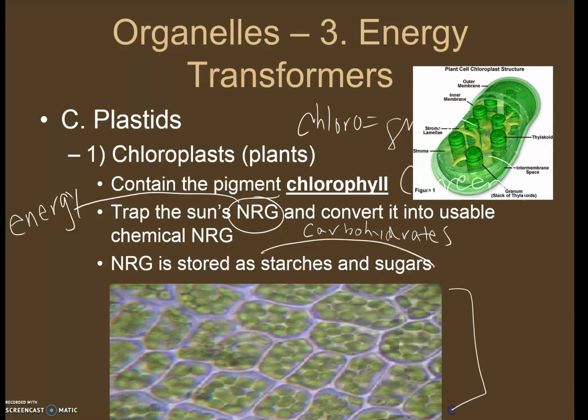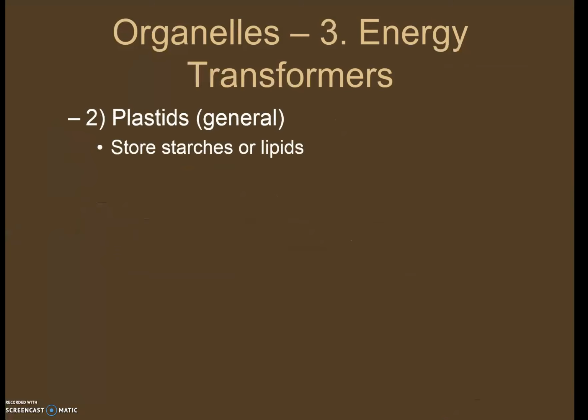This image is showing you a cell that is packed full of chloroplasts. Each one of these is a chloroplast packed full of chlorophyll. So these green circles here are going to be packed full of your chlorophyll. So each one of these is a chloroplast. It is not a separate cell. In general, plastids will store energy as a starch or a lipid.